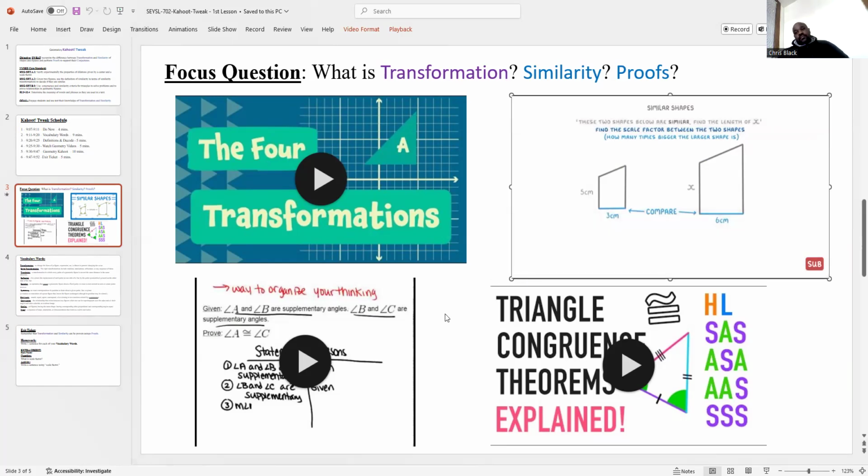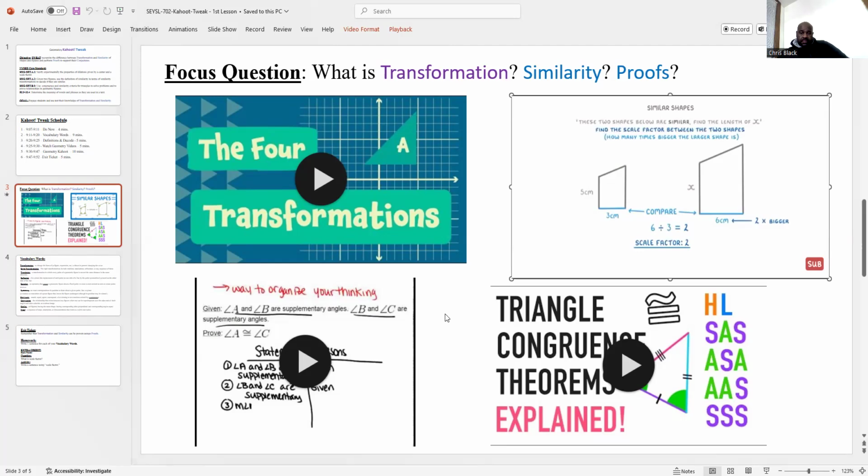How many times bigger is the larger one than the smaller? Because 6 centimeters is 2 times bigger than 3 centimeters, the scale factor here is 2. And if you didn't know that, you could have just divided the larger length of 6 by the smaller length of 3, and that would give you 2, which tells you that 6 is 2 times bigger than 3.